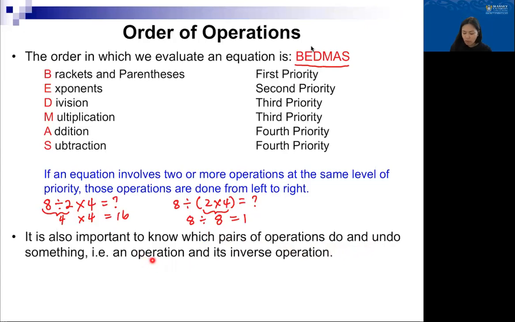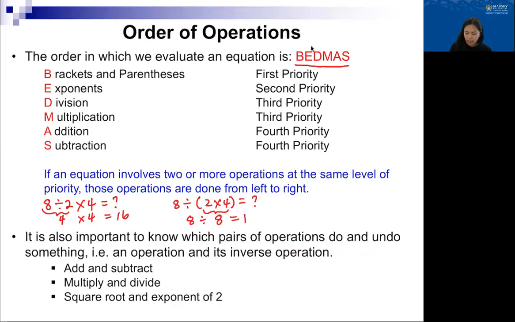So we call these operations and their inverse operations. So addition and subtraction, they're inverses. Subtraction will undo addition. Multiplication and division. Division will undo multiplication and vice versa. And square root and exponent of 2. Right. So these are our operations and inverse operations.